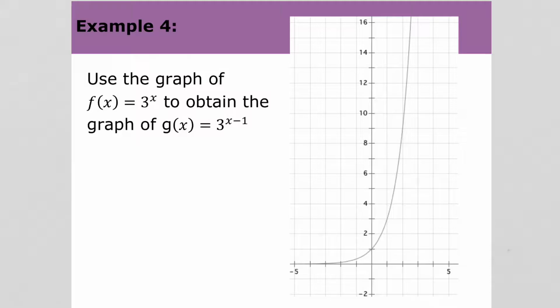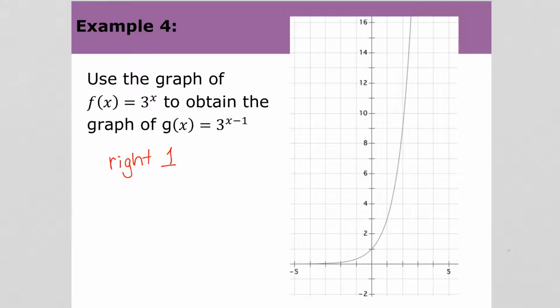For example 4, we want to use the graph of 3 to the x to obtain the graph of 3 to the x minus 1. Now remember the x minus 1, when it's in the exponent form there, then that means we're moving right or left. And since it's minus 1, then we're going to the right 1 unit.